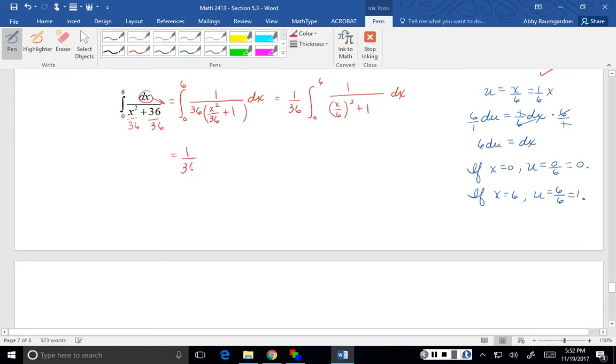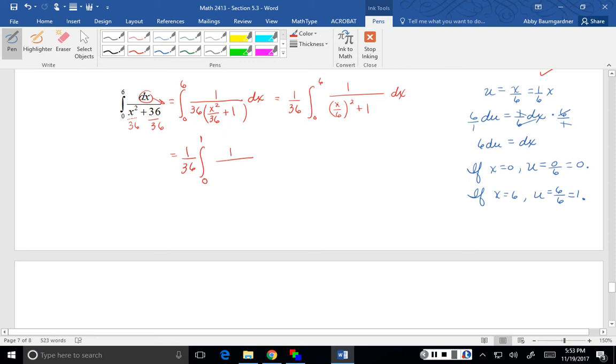So I have 1 over 36. My old lower bound used to be 0, and it looks like my new lower bound is still 0. That happens sometimes. My old upper bound was 6. My new upper bound is 1. That's fine.